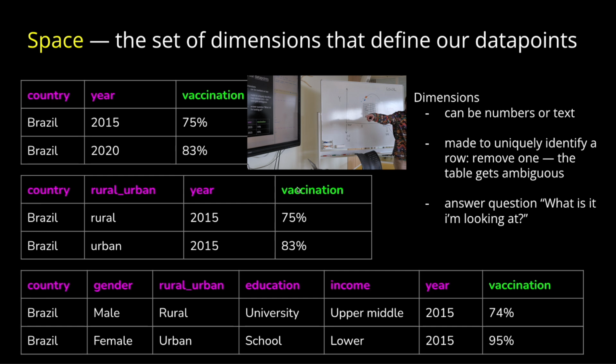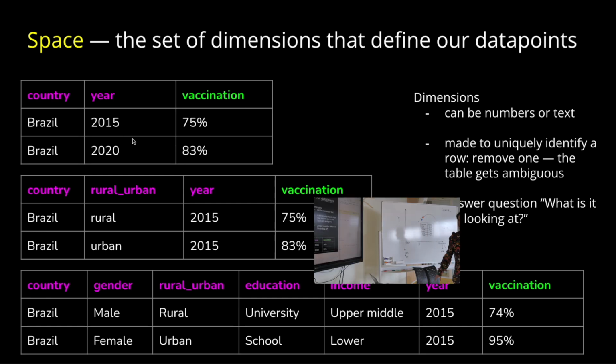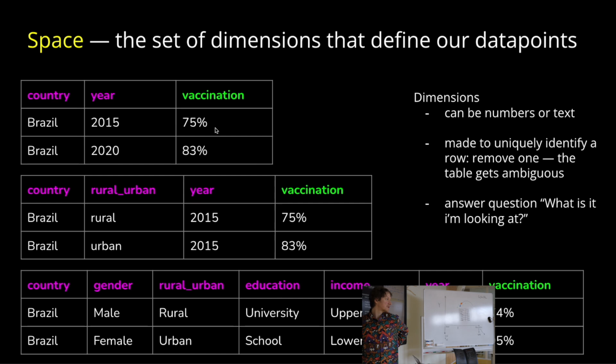Such as in this one, there's country, year. And the next one is country, rural/urban, year. And then you keep adding the dimensions. And that's how you slice the data by finer and finer population groups.